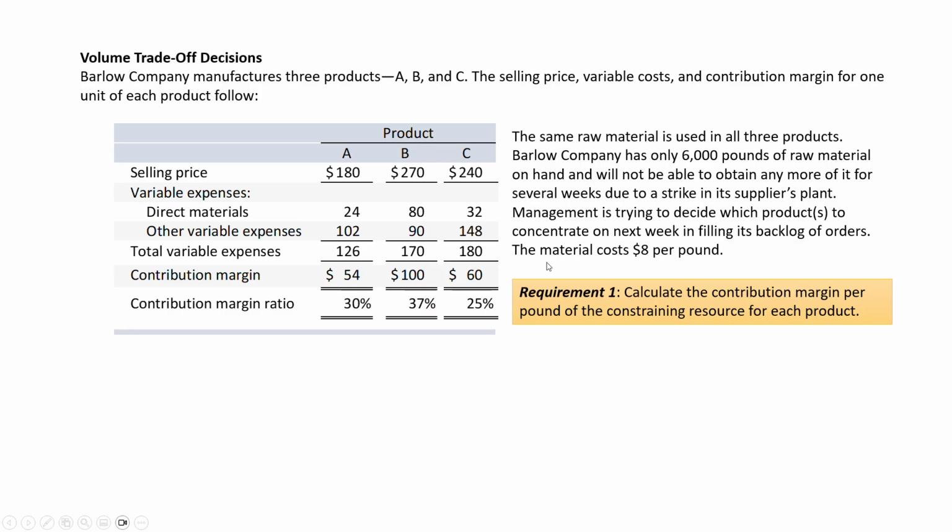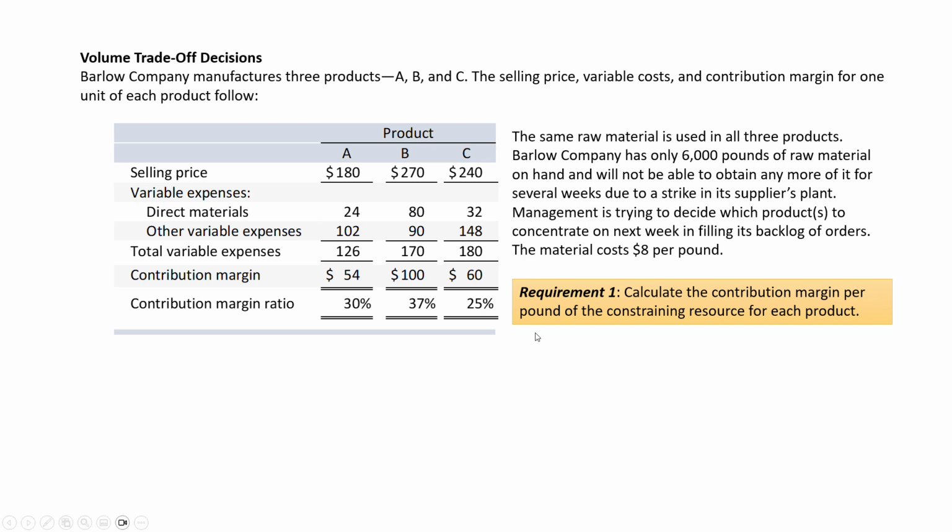However, like in the real world, typically there's something that limits us from selling as much as we'd like to sell, and that is raw materials. We only have 6,000 pounds due to a strike at one of our suppliers. Because of that, our decision shifts from just contribution margin to contribution margin per unit of the constrained resource.